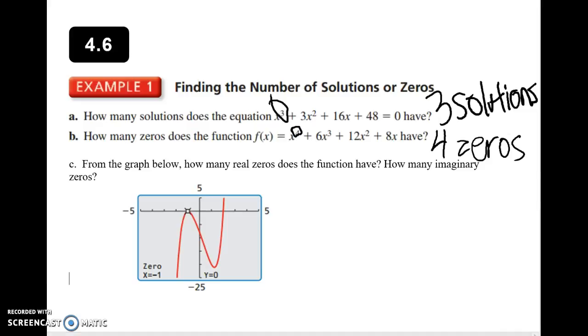So for part C, we want to look at the graph and figure out how many real zeros this function has, and then how many imaginary. Looking at the function, I can see there's clearly at least 2 real zeros, but because this touches the x-axis and turns, it's going to be a repeated 0. So there's going to be 3 real solutions.